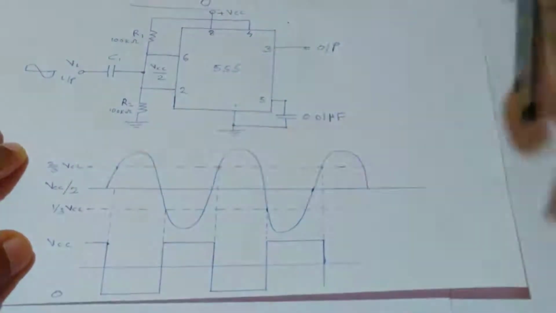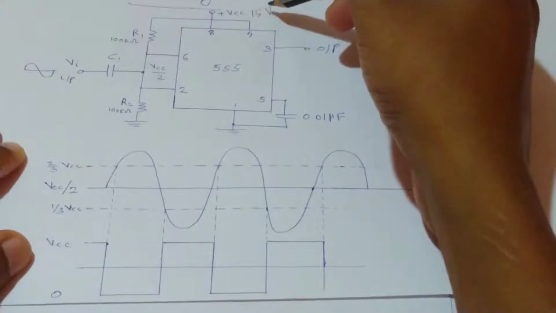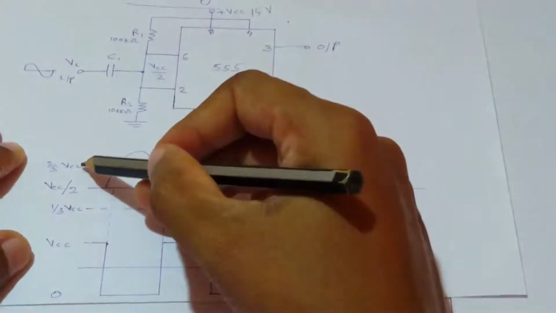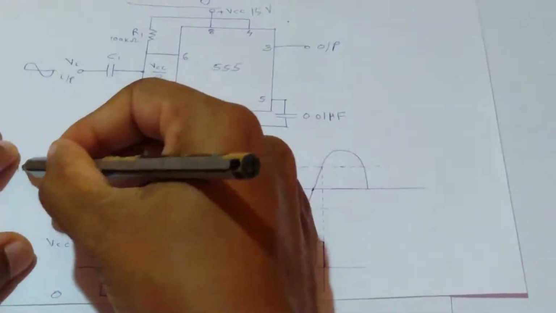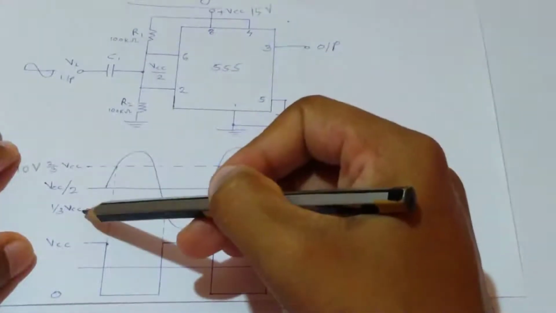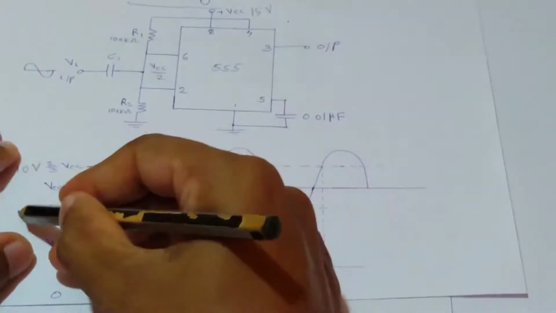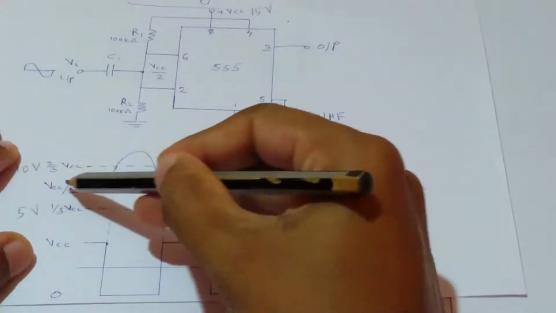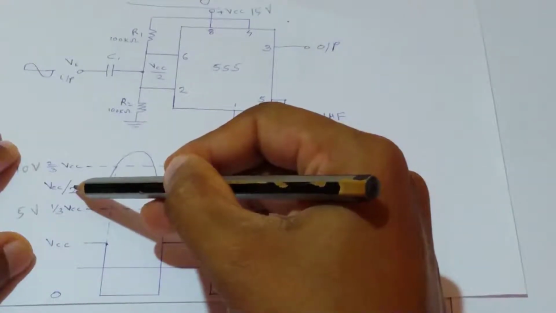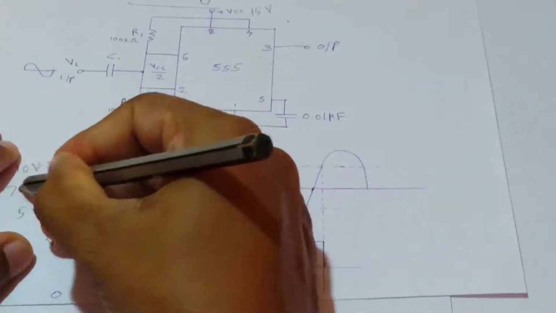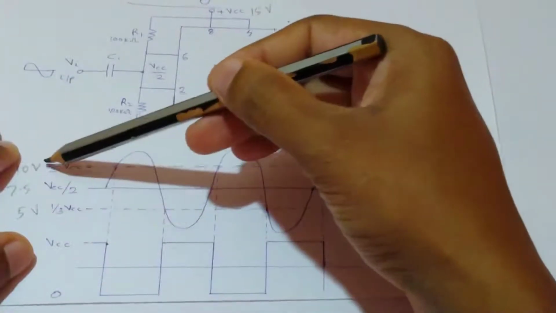For an example, consider VCC is 15 volt. When VCC is 15 volt, the 2 by 3 VCC voltage will be 2 by 3 into 15, and hence that is 10 volt, and 1 by 3 VCC voltage will be 1 by 3 into 15, and that is 5 volt. And what is VCC by 2 value? That VCC by 2 will be 15 by 2, that is 7.5, and this 7.5 is in between this 5 volt and 10 volt.